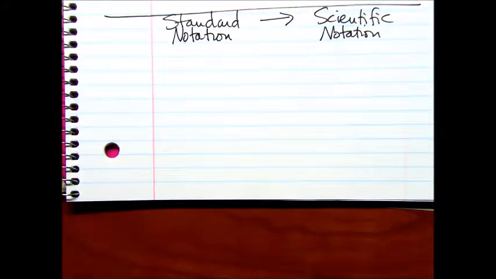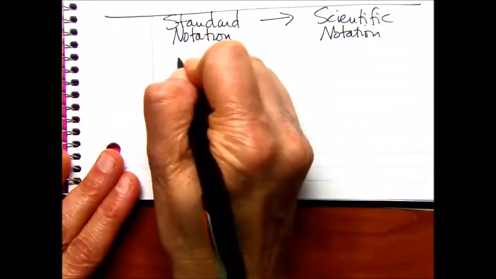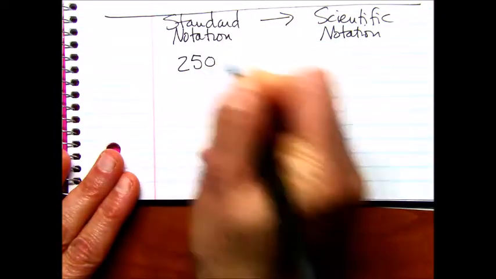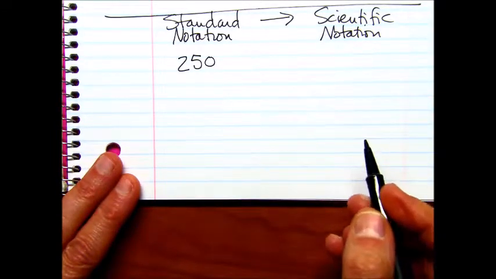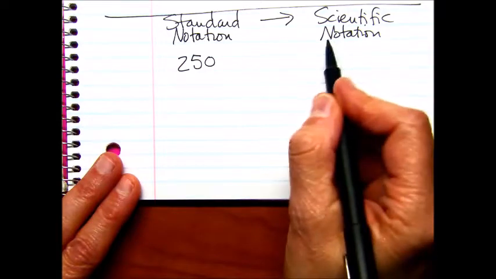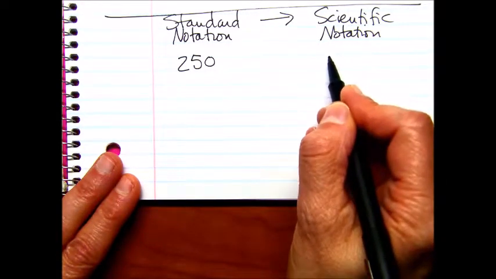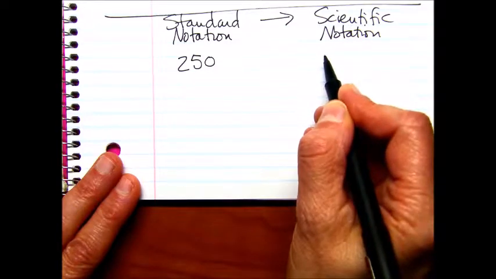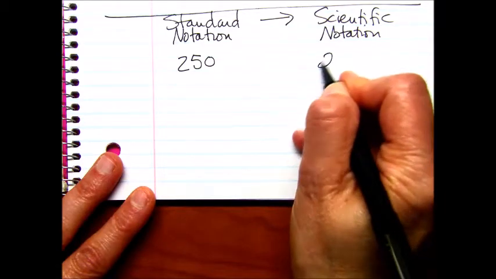Now let's talk about converting standard notation to scientific notation. And so we're just going in the opposite direction. Let's say we have a number, say 250, and we want to convert that to scientific notation. Remember, the correct way to do it is to have a number that is equal to or greater than 1 but less than 10 as your first digit, so that's going to be 2.5.